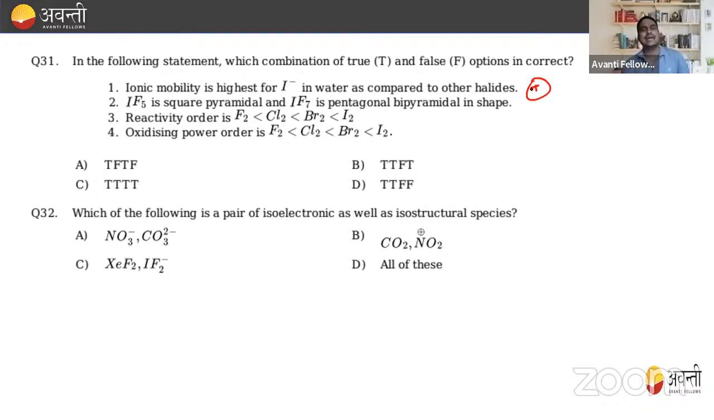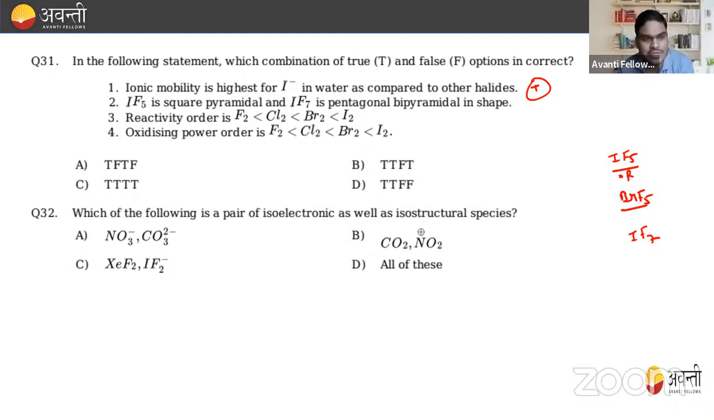Okay. And IF5 is square pyramidal, this is also true. Whether it is IF5 or BrF5, both have a square pyramidal shape, and we know that IF7, beta, has a pentagonal pyramidal shape, right? So statement 2 is also correct. It is absolutely correct. Okay.